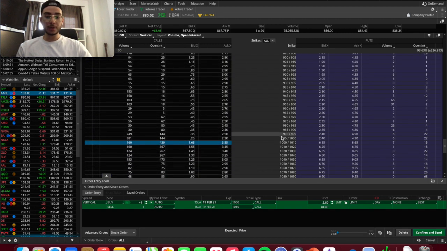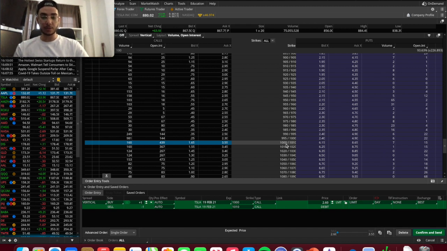You want to buy, let's say if you buy a call contract at a strike 1000, you want to sell one contract in order to limit your risk. And that selling position has to be a strike price further out of the money than what you bought. So let's say if you bought a strike 1000, then you sell a strike 1010.